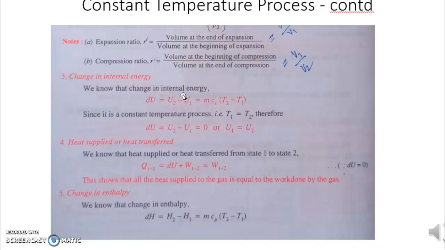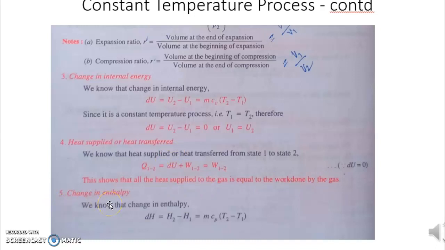Next is the change in internal energy: U2 minus U1 equals mCv into T2 minus T1. Since this temperature difference is 0, we get 0 for the change in internal energy. Heat supplied, or heat transfer: heat supplied Q1-2 is equal to dU plus W1-2. Since dU is 0, it is equal to W1-2. So the heat supplied to the gas is equal to the work done by the gas in a constant temperature process.